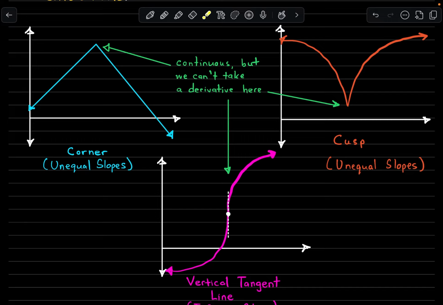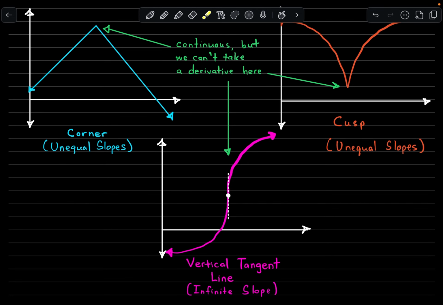Okay. The same thing is true at what's called a cusp. If you have some sort of curve here, and again, it's dramatically changing direction at this point and going elsewhere, even though it's continuous, how are we going to draw a singular tangent line through this point? We can have infinitely many possibilities, and we have unequal slopes in both of these cases.